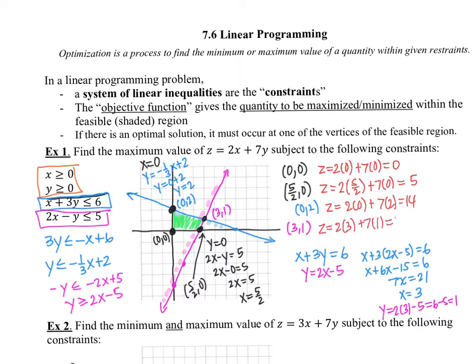So 6 plus 7 is 13. Okay, because I'm maximizing, I'm looking for the highest value. So the highest value is 14. So for this problem, what is it asking? Find the maximum value. The max value is 14. Okay, if they only ask me for the maximum value, I'd be done. They often ask you where it occurs, and I would say it occurs at 0, 2. And I would have showed all my work to support my answer.